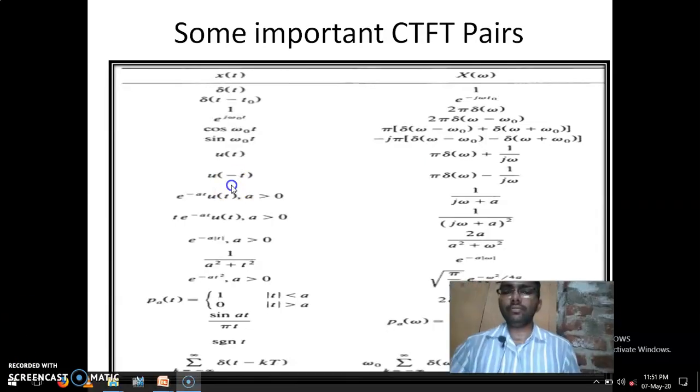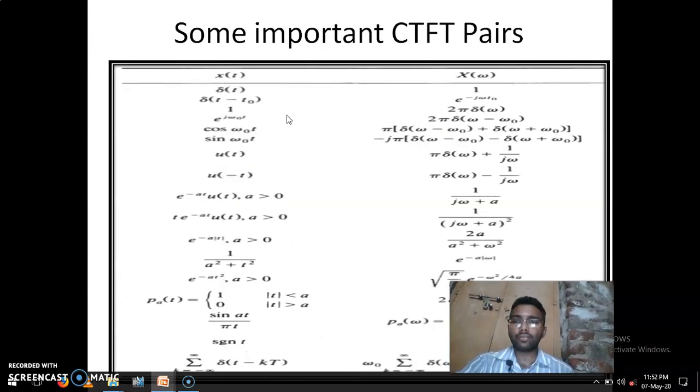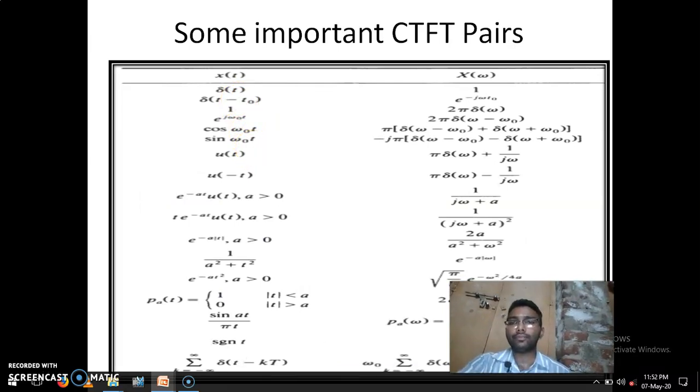Let us see the next thing. These are some important continuous time Fourier transform pairs. For the given signal, the corresponding Fourier transform is shown here. For the impulse function, the corresponding Fourier transform is 1. For a shifted version of the impulse function, the delayed impulse function, it is e to the power minus j omega t naught. I think most of this we have done in the class when we were dealing with the proofs of the properties of continuous time Fourier transform.